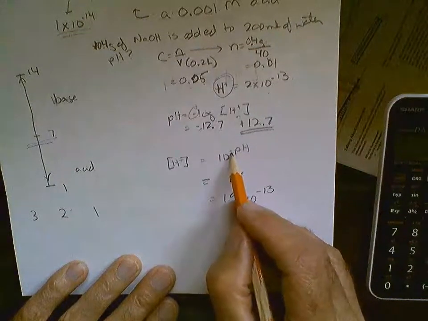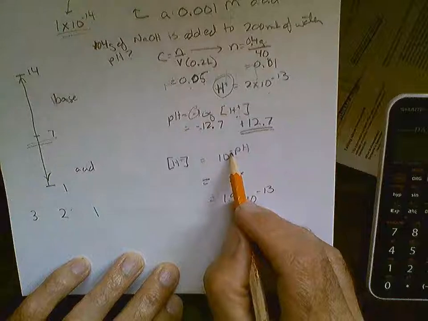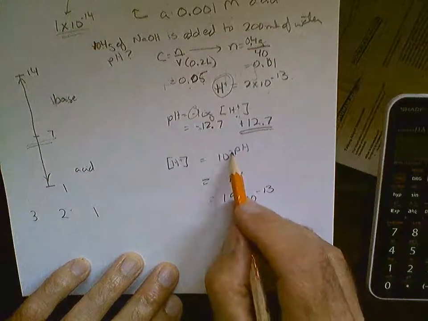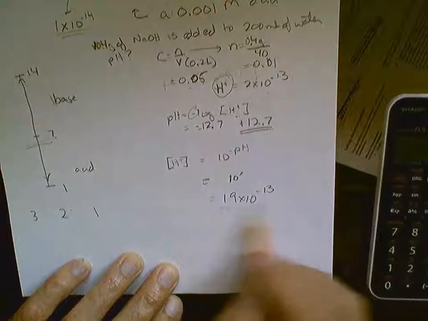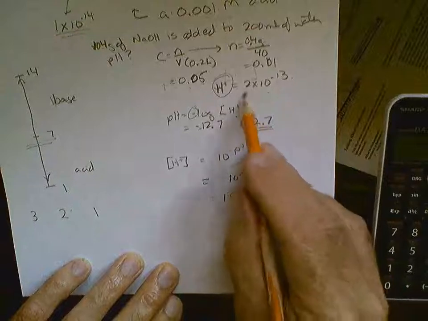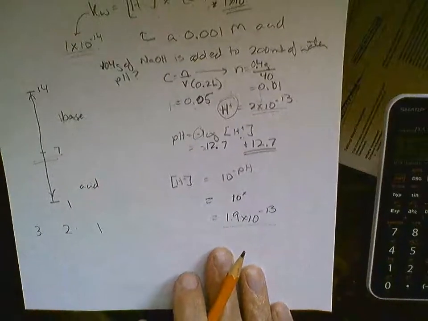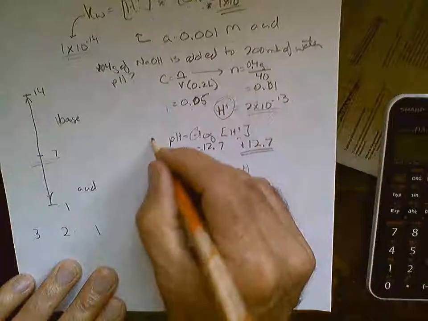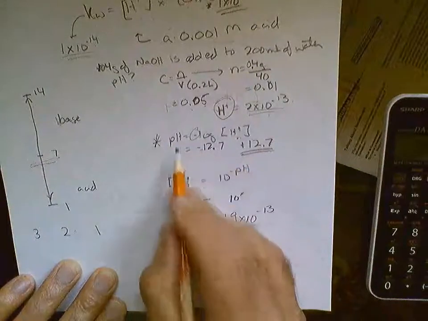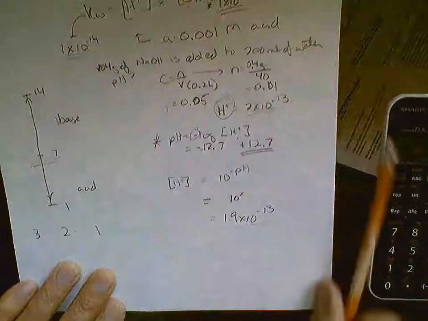So what you do is you hit the second function of your log button to do this. And you will come up with an answer that looks like this one up here. So they can have you go both ways. This is the formula that's used the most. pH equals the negative log of the concentration.